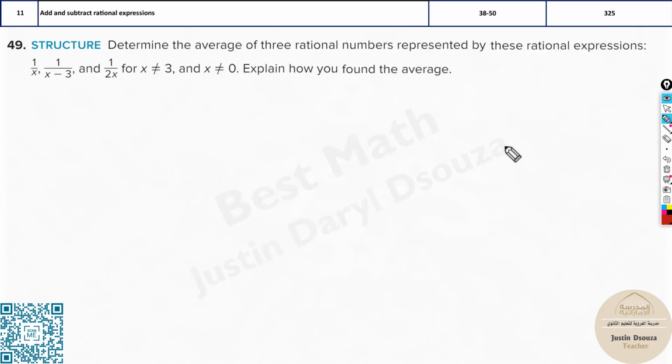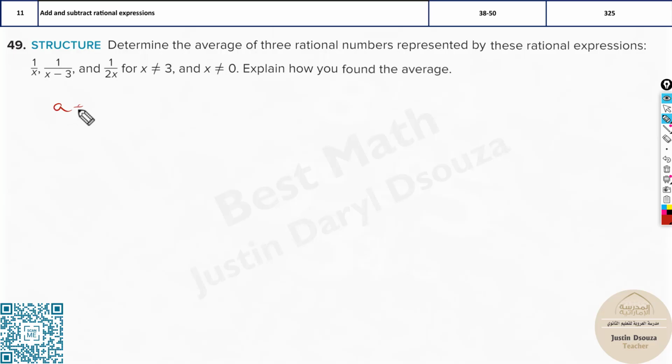Now then, what do we have here? Determine the average of three rational numbers represented by these three rational expressions. Basically, you have to find the average. Okay, they have told the limits. Explain how you find the average.